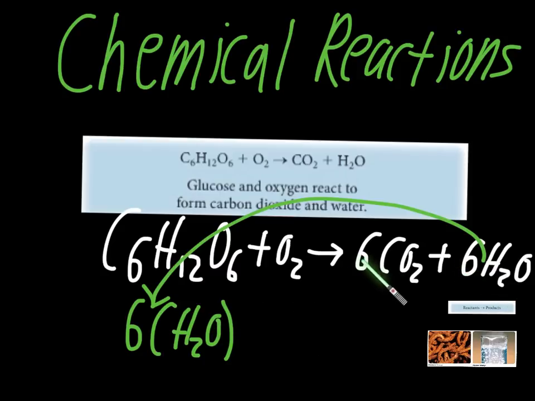It would work the same way for the 6 CO2. This would give us, if we combine this together, think of it as sort of the distributive property in math. So if we're distributing this one, it's 6 times 1 gives us 6 carbons, 6 times 2 gives us 12 oxygens.